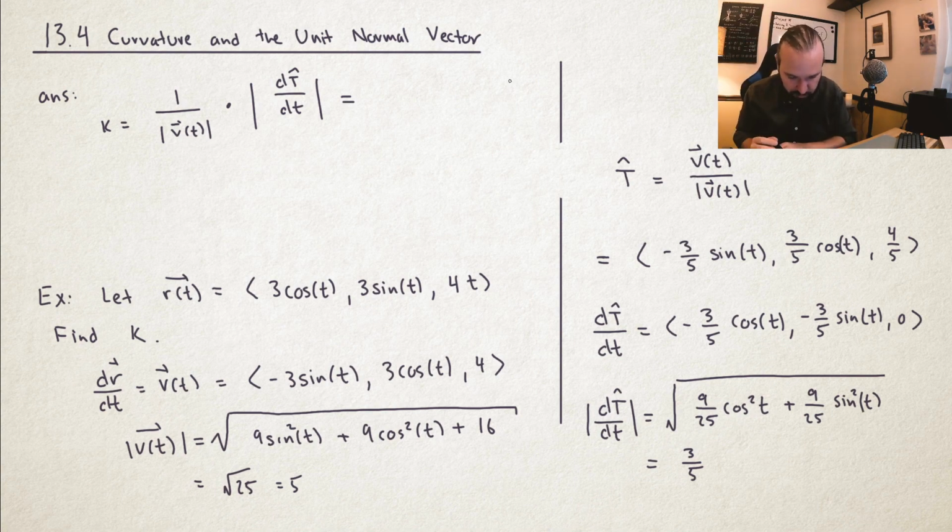So what do we get here as the final answer? 1 over 5 times 3 over 5. So 3 over 25. Yay, we did it. Kappa.